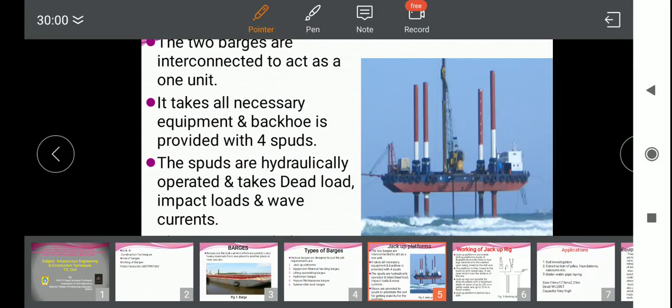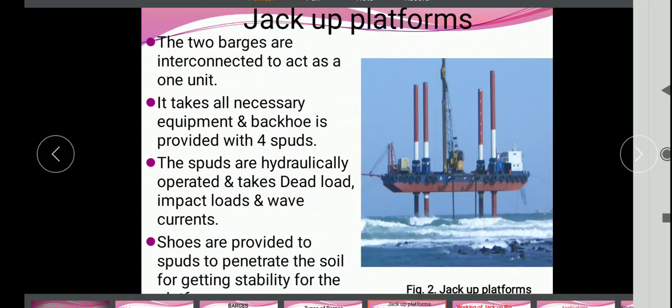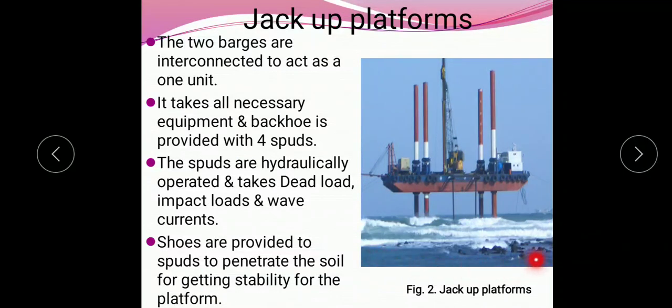So here we can see a jack-up platform. The two barges are interconnected to each other to act as one unit. Here the two barges are interconnected with each other, so it will act as a whole assembly or one unit. This barge will carry all the necessary equipment that is required for the dredging. The equipment may include here backhoe.